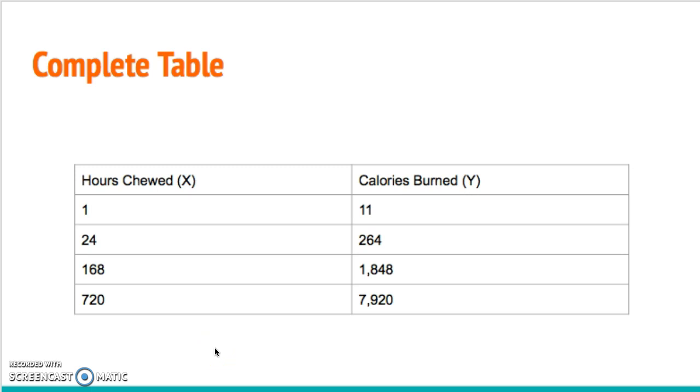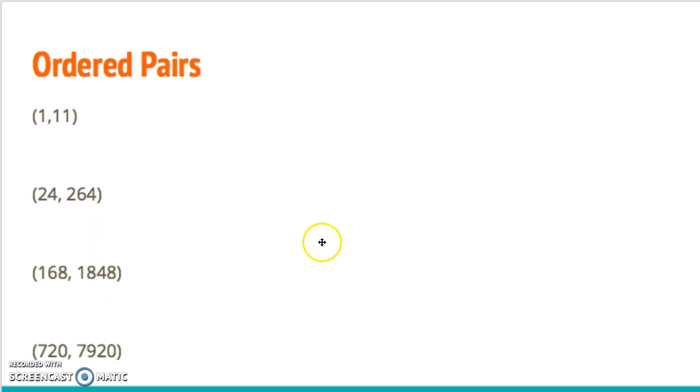From here, we can take these values and put them into ordered pairs. So hours chewed will be my X value, and then calories burned will be my Y value, because how many calories I burn is dependent on how many hours I chew that gum. So, for example, we'll have an ordered pair (1, 11), (24, 264), etc. So I put those together here, and from here we can use those ordered pairs to graph on Desmos.